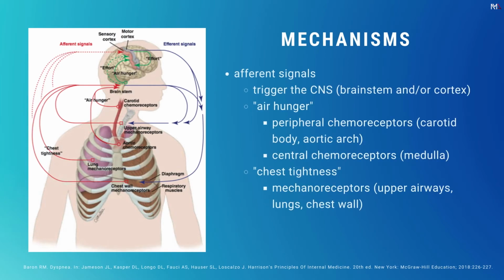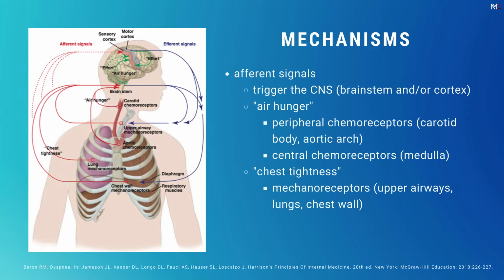Afferent signals trigger the central nervous system, specifically the brainstem and cortex. The sense of air hunger is derived from signals coming from peripheral chemoreceptors in the carotid body and aortic arch, and central chemoreceptors in the medulla. These are activated by hypoxemia, hypercapnia, or acidemia.